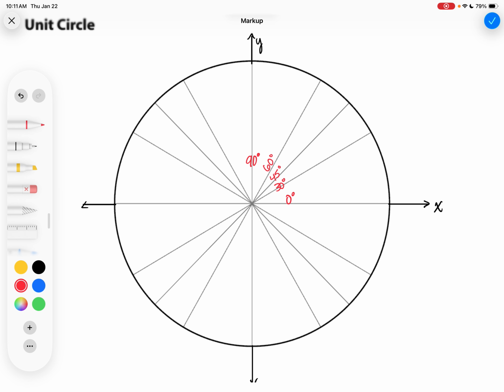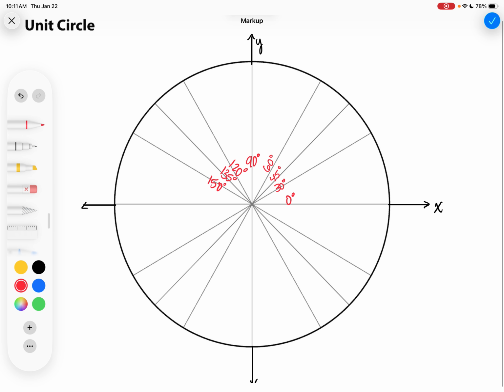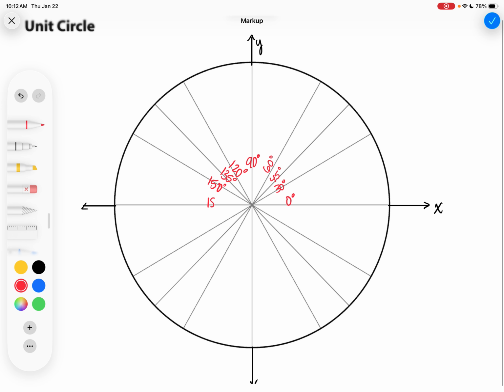And then we keep going around. 30 more degrees is 120. Then these are 15 between them, so this is 135. The next one is another 15, so that's 150 degrees. And then all the way around over here, or halfway around, I guess I should say, is 180 degrees.